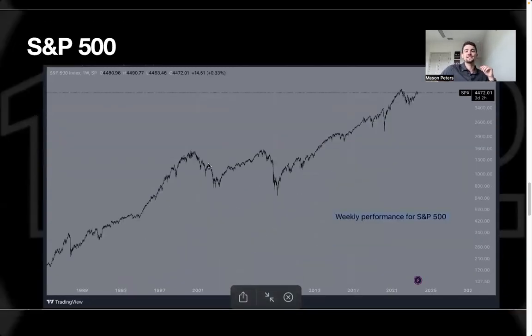Check this one out. This is the S&P 500 over the weekly time frame. So you have 1989 all the way down here. We have 2024 right here. And you can see that the stock market is always performing very well. That's the whole idea, decade after decade, you will always have growth. There's not really a single decade without growth in there.